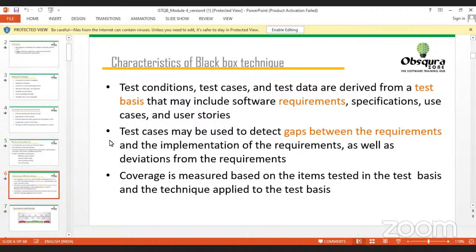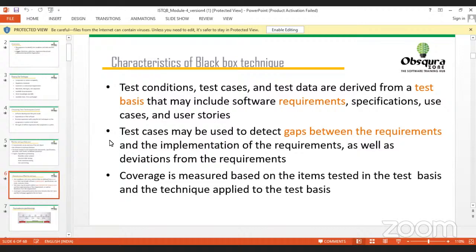So that is what is meant by test cases may be used to detect gaps between the requirements and the implementation of the requirements. When you map each and every requirement with a particular test case, it is easier to detect the gaps between the requirements and the actual implementation of those requirements.